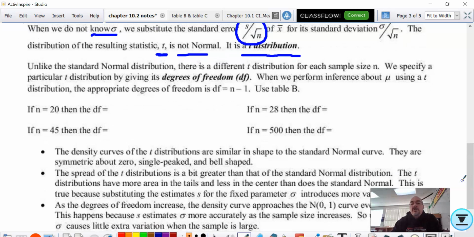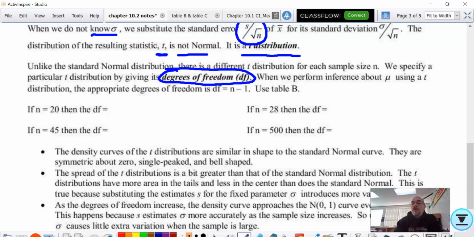Now we've got something totally new in this section. Unlike the standard normal distribution, there is a different t-distribution for each sample size. We specify a particular t-distribution by giving it degrees of freedom. Before I forget, folks, you can print this off. It's right above the video if you want to print this.